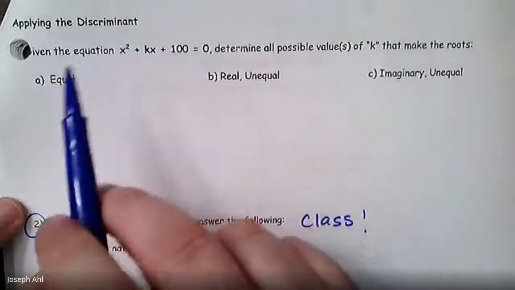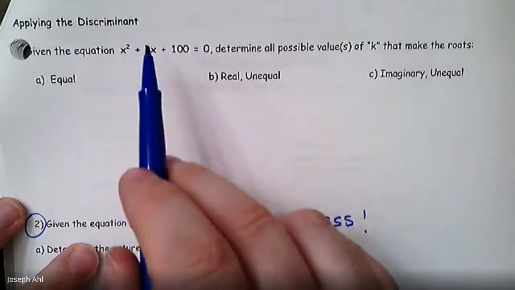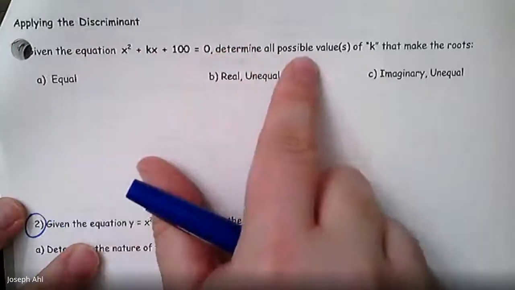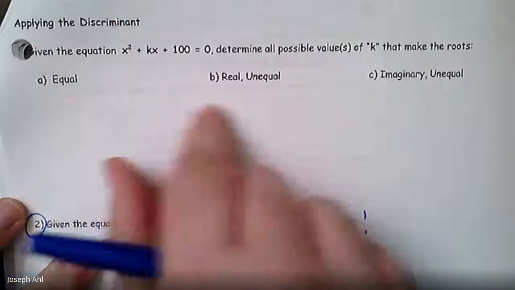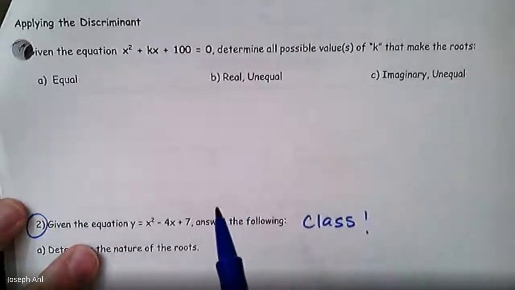All right, so applying the discriminant given this equation, x squared plus kx plus 100. So we're missing the constant where b is, right, equals 0. Determine all possible values of k that make the roots the following: equal, real and unequal, or imaginary and unequal.